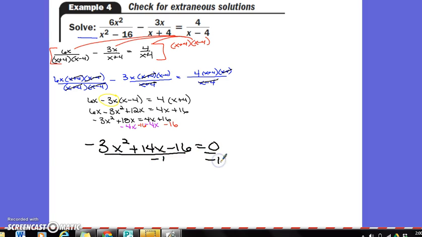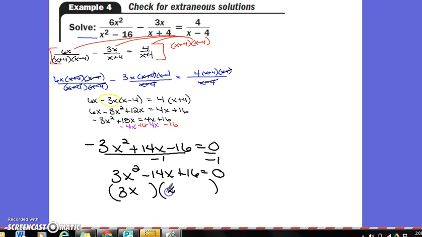The reason why we're dividing by a negative, it's like factoring out a -1, is to change all these signs so our 3x squared is positive, our 14x is negative, our 16 is positive, and 0 divided by anything is 0. This gets factored.